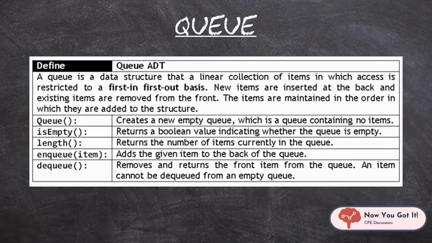Here are some methods we can use under the queue data structure. First is the queue method. It creates a new empty queue, which is a queue containing no items.